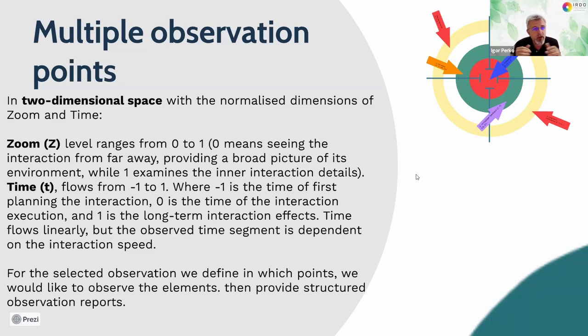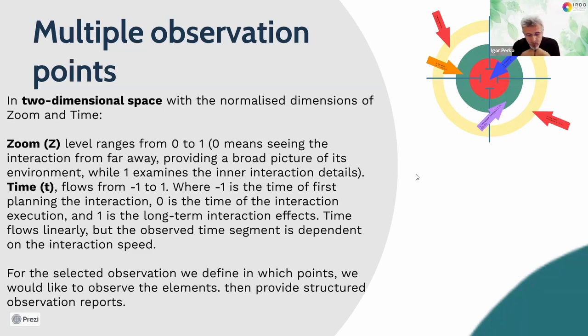Then we have time, which can also be normalized. We say time goes from -1 to 1. -1 means we started to think about the interaction. 0 usually means that's the time of the execution. And 1 means now all the implications of the interaction have faded away.